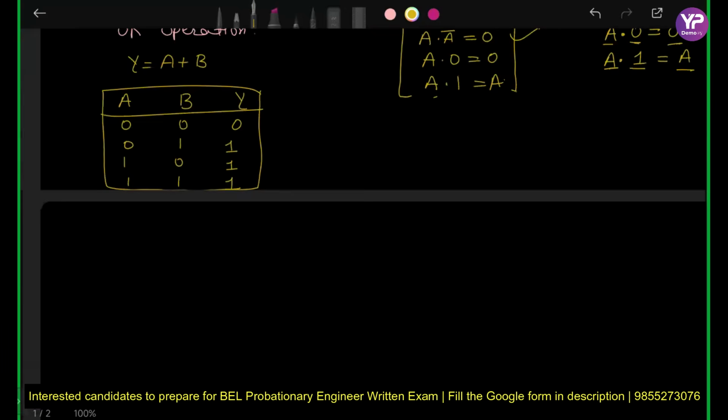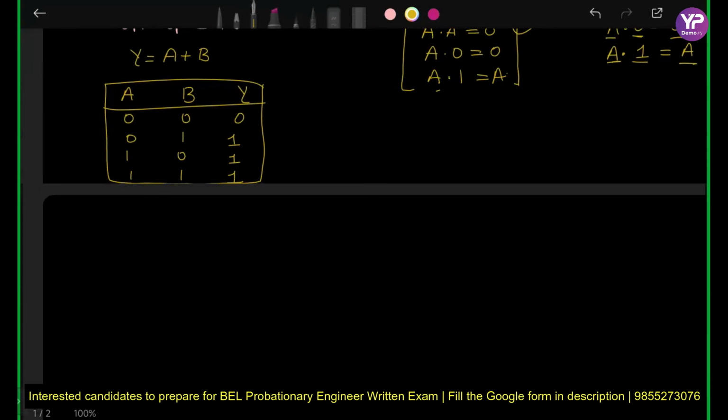So in OR operation, what happens? Let's take it here: A or A. Tell me how much is this? A. Very good. A or A bar is how much? It's going to be 1.